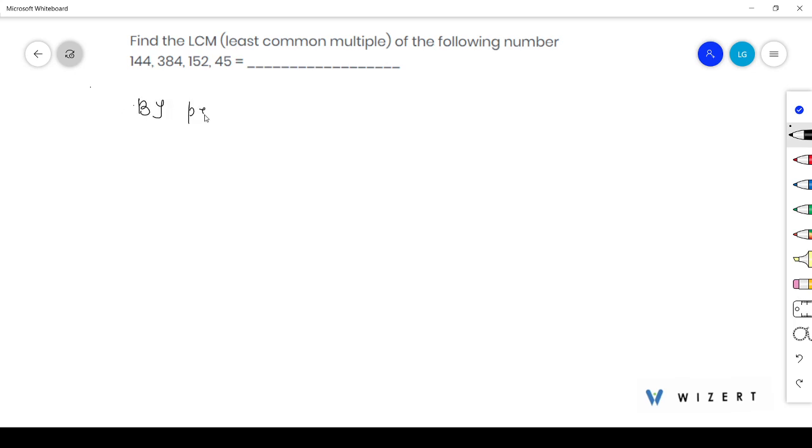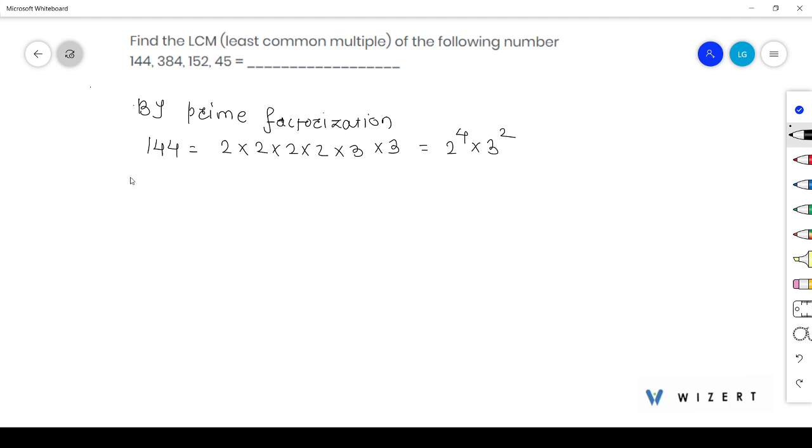Firstly, let us find the prime factorization of the given numbers. By prime factorization, the prime factorization of 144 is 2 into 2 into 2 into 2 into 3 into 3. So it is 2 to the power 4 into 3 square.